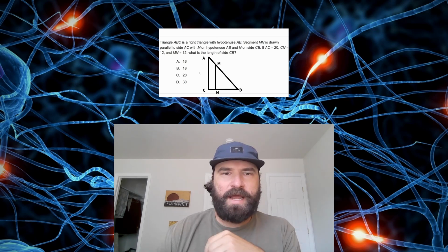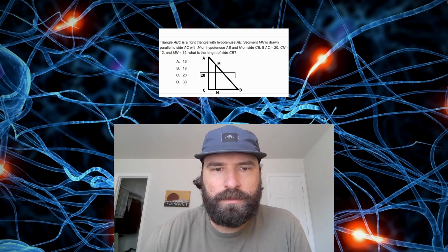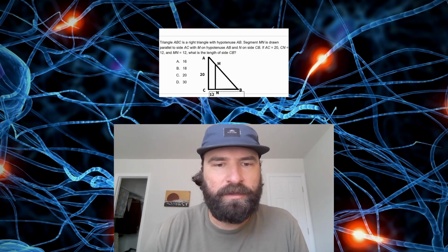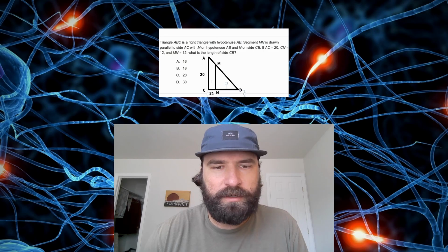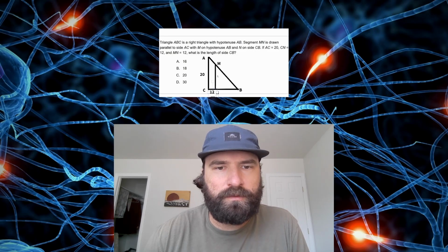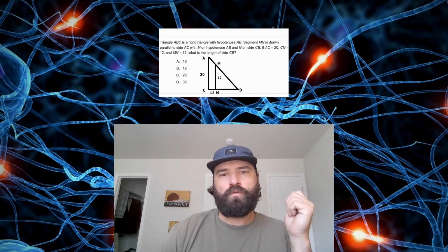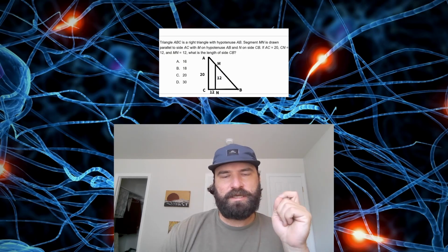And they're telling us that AC equals 20, CN equals 12, so it looks like my picture is not to scale, but that 12 would go right there. And MN also equals 12. So that little piece equals 12 as well. So they're asking, what is the length of side CB?